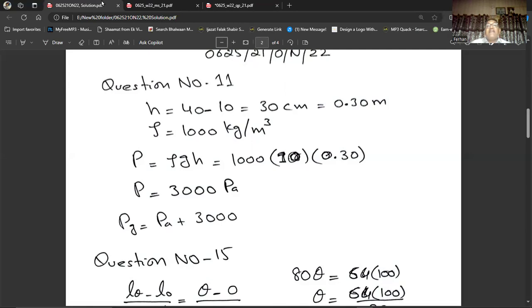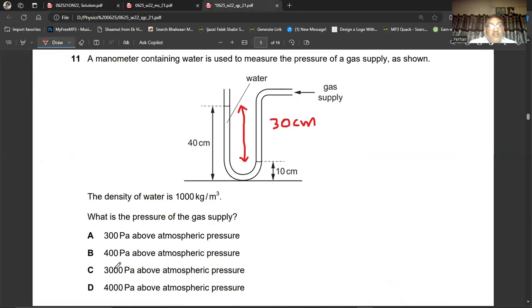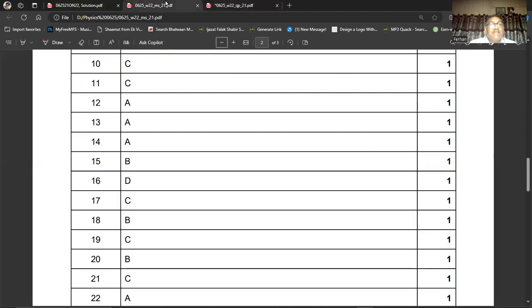So the pressure due to that height of the water is rho gh. That's the formula for finding the pressure of a liquid. So 1000 into 10 into 0.30, that will be 3000 Pascal. So the pressure of that gas supply is 3000 Pascal more than the atmospheric pressure. So the pressure of that gas is 3000 Pascal above the atmospheric pressure. So I think C is the option, sir. Question number 11, C is the right option.